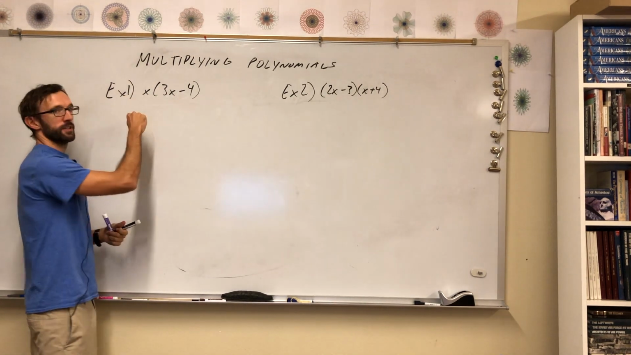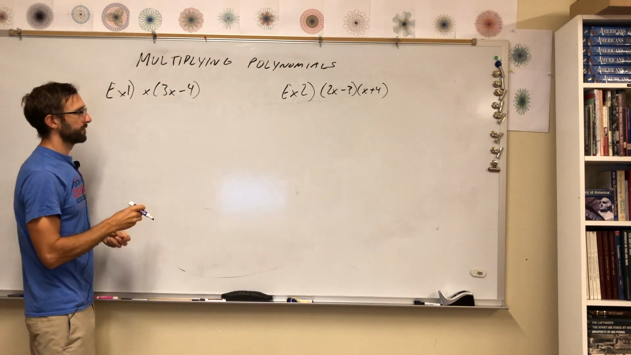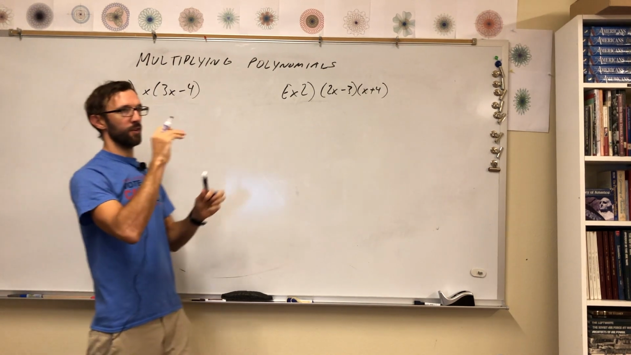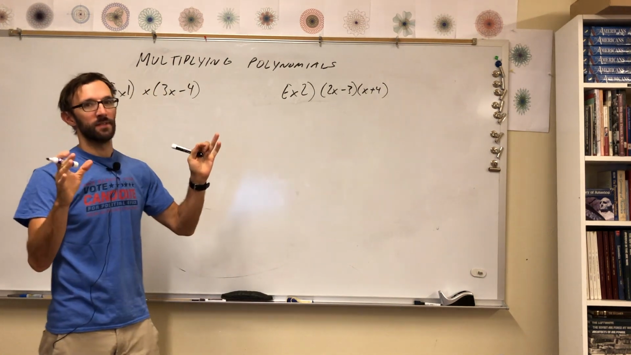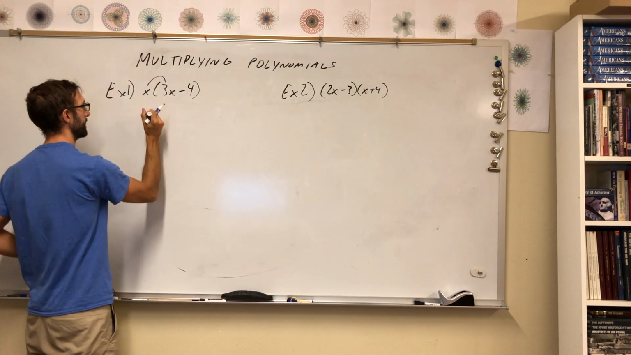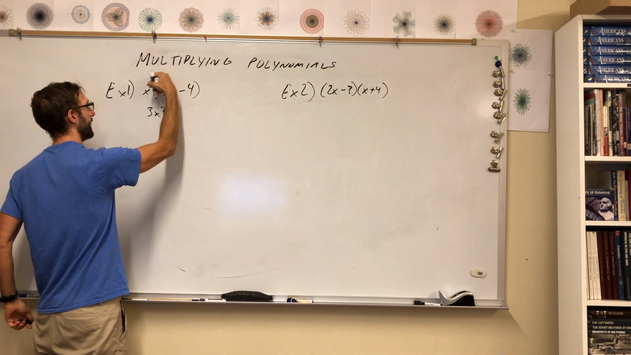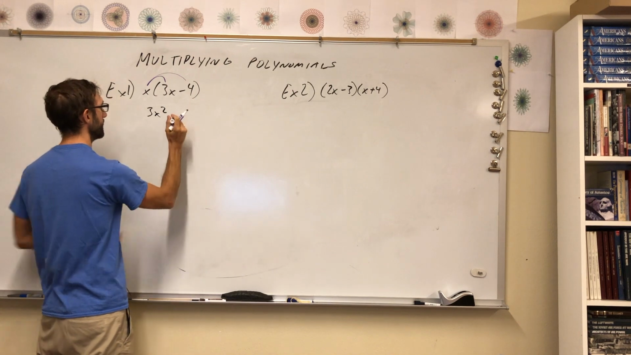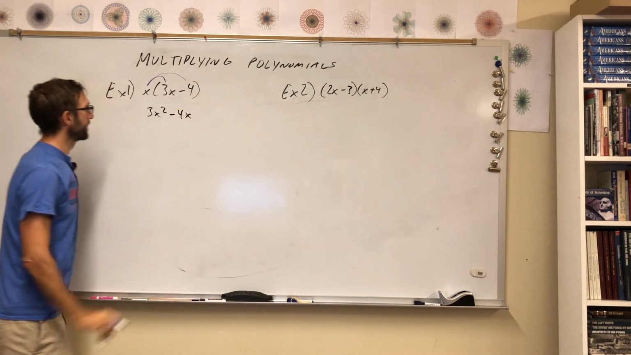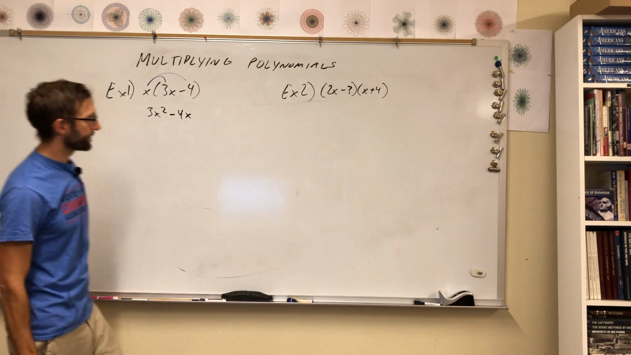So what we're going to do is we're going to distribute that x into each term here. So you might have seen like the rainbows before, but they're not rainbows. We're distributing. So x times 3x gives us, what, 3x squared. Then we get x times negative 4 is negative 4x. All right, that's what we should be getting. Let's move on to number 2.